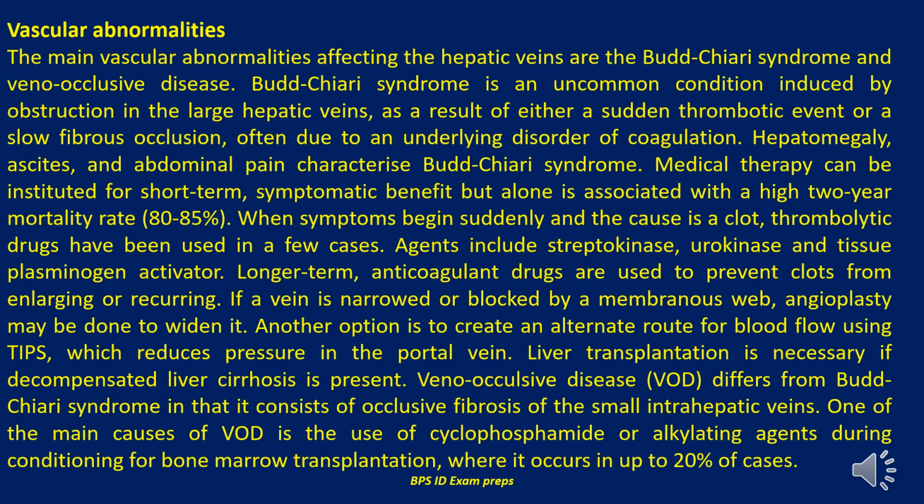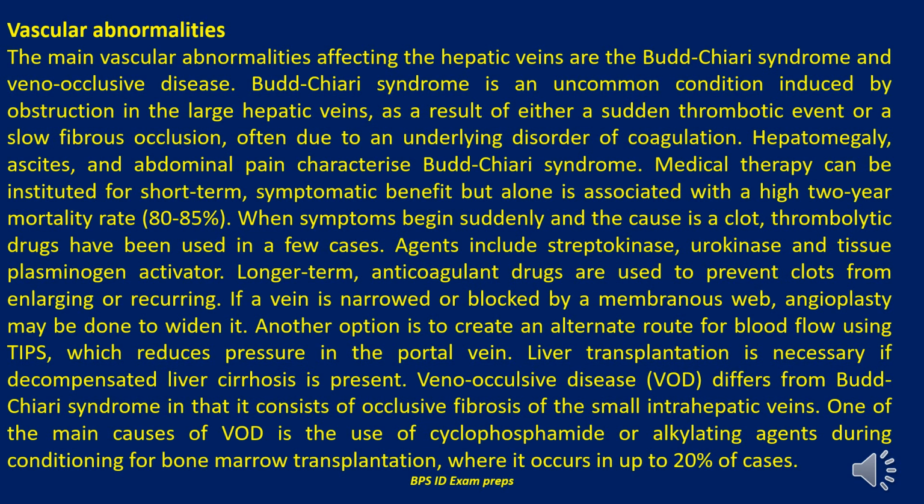If a vein is narrowed or blocked by a membranous web, angioplasty may be done to widen it. Another option is to create an alternate route for blood flow using TIPS, which reduces pressure in the portal vein. Liver transplantation is necessary if decompensated liver cirrhosis is present.